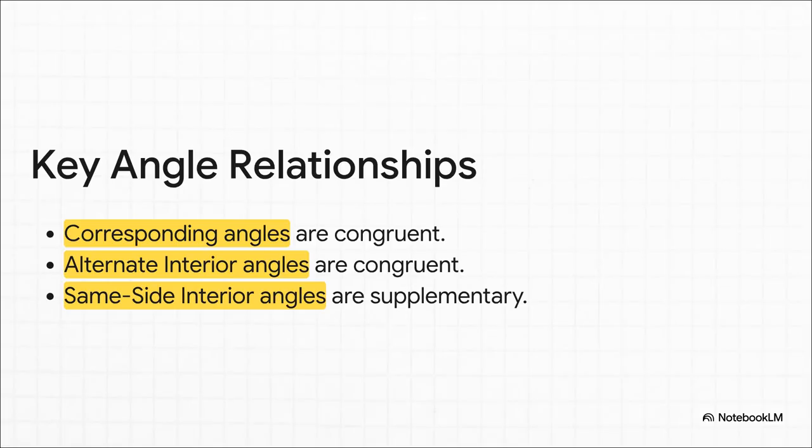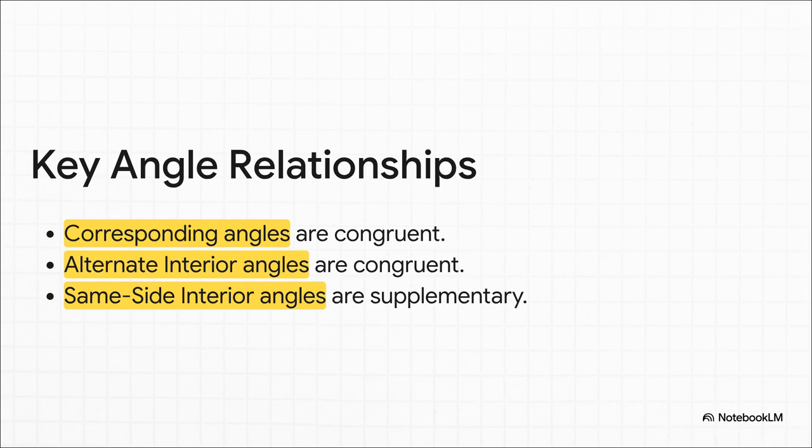Let's just focus on the 3 big ones, okay? First up, corresponding angles, the ones in the same position at each crossing. They're always identical, clones of each other. Second, alternate interior angles. Those are the ones tucked in opposite corners between the parallel lines. They're also always identical. The only oddball here is the same side interior angles. They are not equal. Instead, they're supplementary, which is just a fancy way of saying they always add up to a perfect 180 degrees.